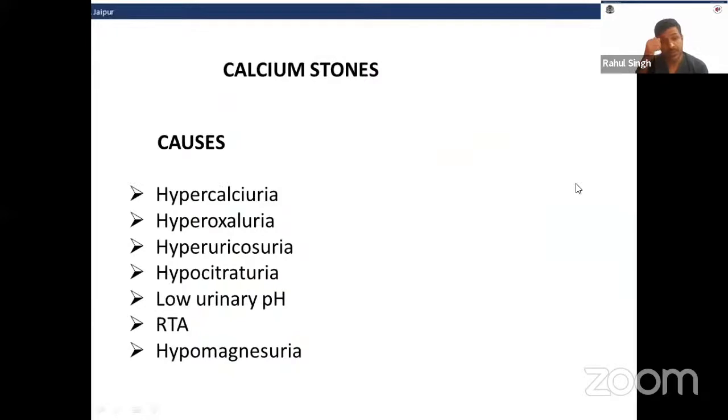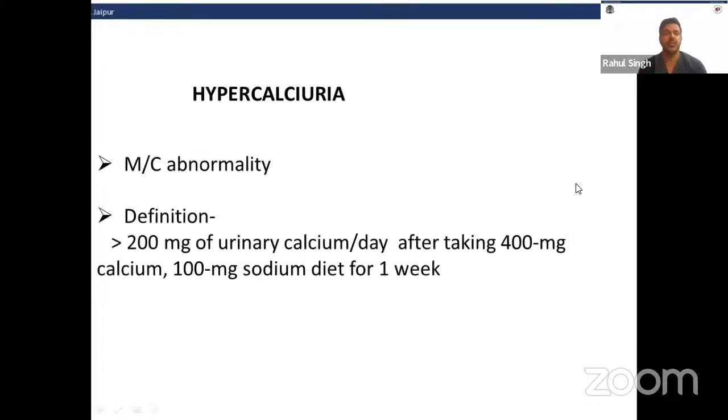Calcium stones. The causes are hypercalciuria, hyperoxaluria, hyperuricosuria, hypocitraturia, low urinary pH, renal tubular acidosis, and hypomagnesuria. The most common is hypercalciuria. It is defined as more than 200 milligrams of urinary calcium per day after taking 400 milligrams of calcium and 100 milligrams sodium diet for at least 1 week.